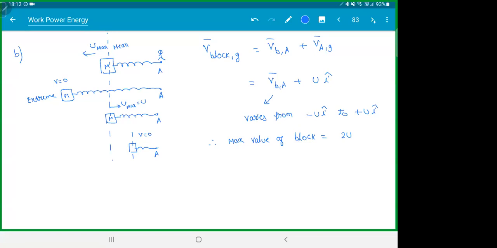That block is going away from me with u, comes back towards me with u, and I myself am going with u forward. So the maximum velocity will occur when both of us are in the same direction, isn't it? If both are going opposite, they'll cancel out, but if both are going in the same direction, they add up.